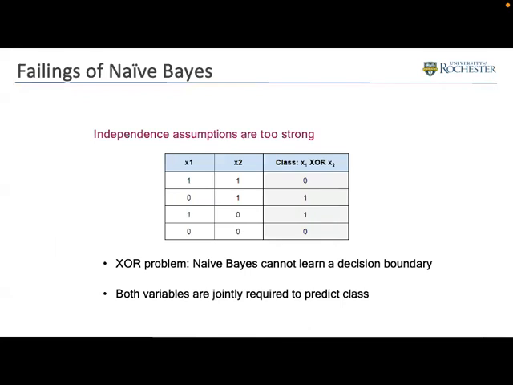And there are also some failure cases of naive Bayes. For example, in the XOR problem, naive Bayes cannot learn a decision boundary because both variables are jointly required for you to predict the classes. You cannot just decide the result by each single value, and XOR means that we need to consider the two values together instead of assuming that they're independent. So naive Bayes definitely cannot learn XOR.